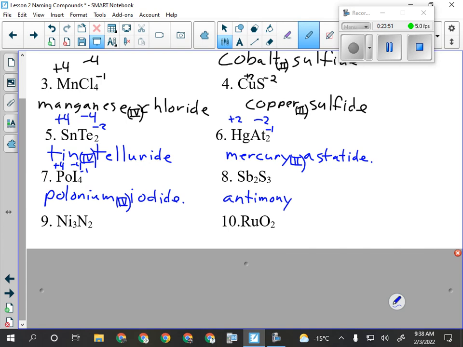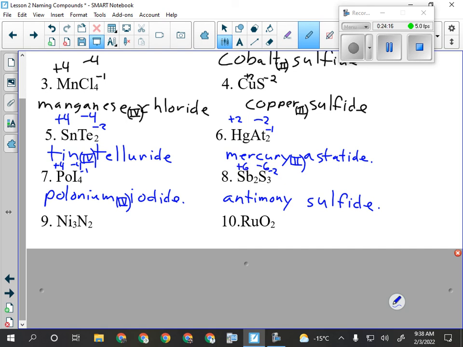Okay, and S stands for sulfur, so this is going to be antimony something sulfide. This is one of the trickier ones because there's a couple of numbers here. What's the charge on sulfur all the time? -2. How many sulfurs are there? 3. So there's how many negative charges? 6. Okay, so I've got 6 negative charges.